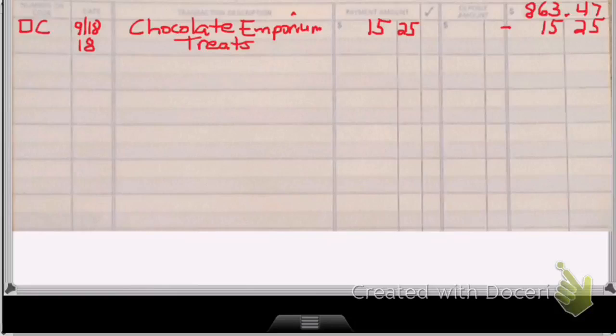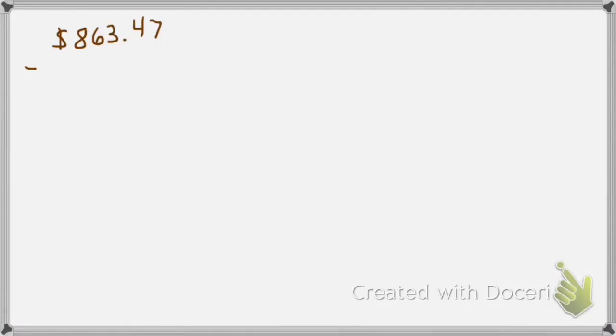Now I'm going to use a little scrap paper to figure out what $863.47 minus $15.25 equals. Don't forget, when I am adding and subtracting decimals, always line up the decimals. So I do need to line up my decimals. And this was 15.25. And line up my columns. And now I can go ahead and subtract. So 7 minus 5 equals 2, and 4 minus 2 equals 2. Bring down my decimal, including in the answer.